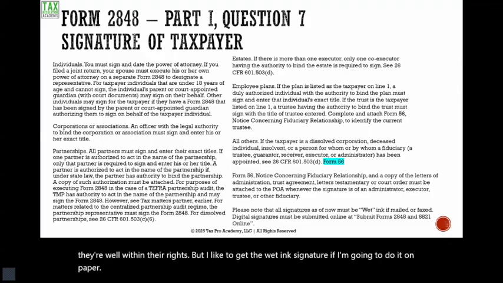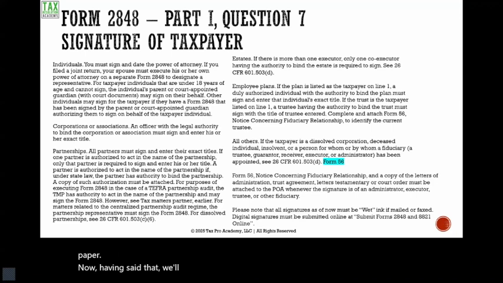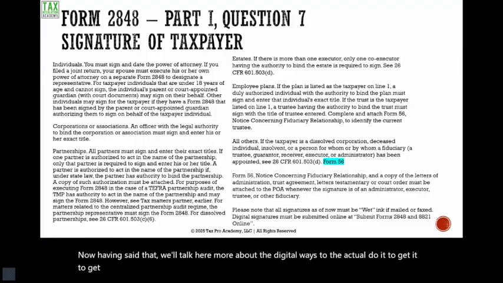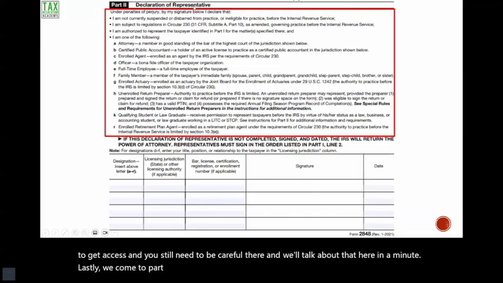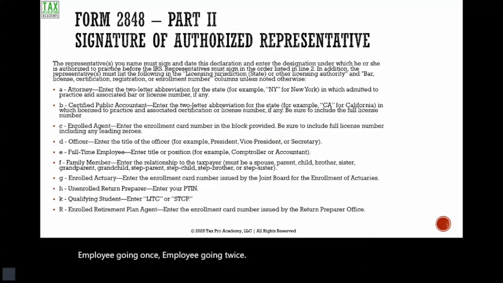Now, having said that, we'll talk more about the digital ways to actually do it to get access, and you still need to be careful there, and we'll talk about that in a minute. And lastly, we come to part two, the Declaration of Representative. Now, when it comes to the authorized representative, I'm really going to only focus on the first three.